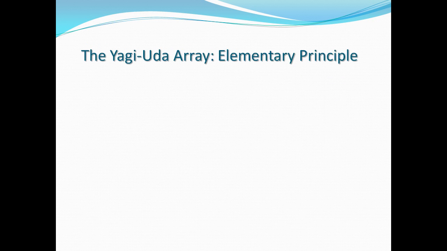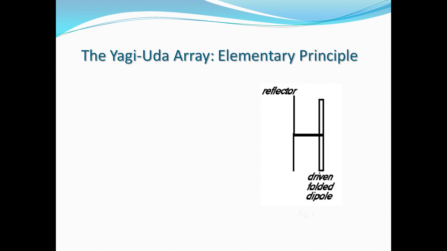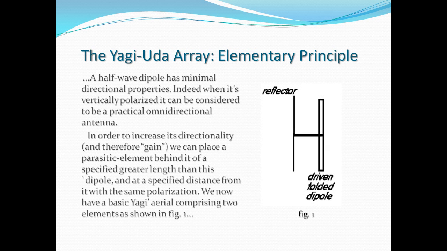The Yagi-Uda Array, Elementary Principles. A half-wave dipole has minimal directional properties. Indeed, when it's vertically polarized, it can be considered to be a practical omnidirectional antenna. In order to increase its directionality, we can place a parasitic element behind it, of a specified greater length than this dipole and at a specified distance from it, with the same polarization. We now have a basic Yagi aerial comprising two elements, as shown in Figure 1 opposite.